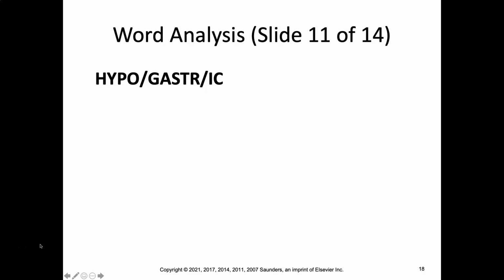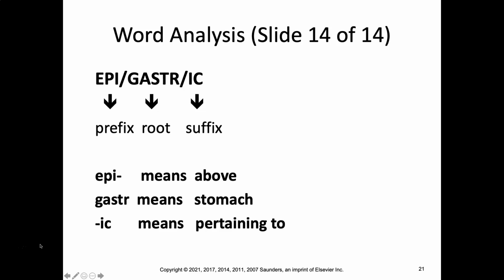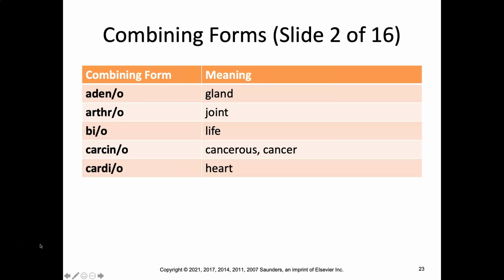Another one, hypogastric. On this one, hypo is the prefix. Gastr is the root and ic is the suffix. So, pertaining to below the stomach. You see how that is? Pertaining to below the stomach. Next one, epigastric. Again, prefix, root, suffix, pertaining to above the stomach. Above the stomach.